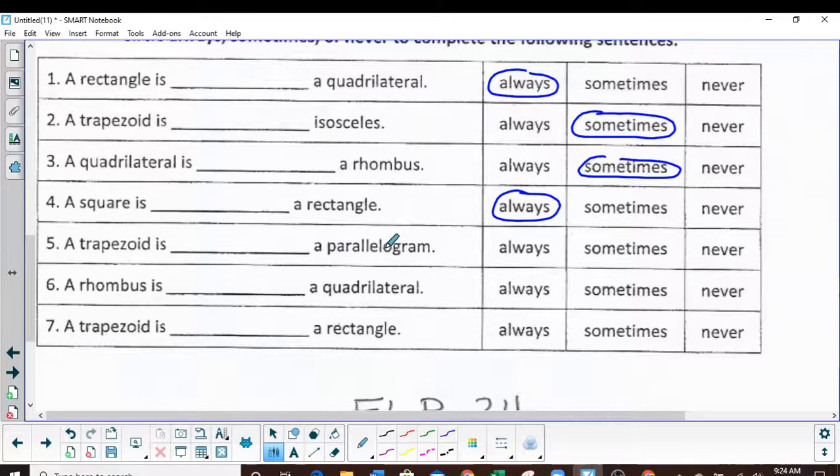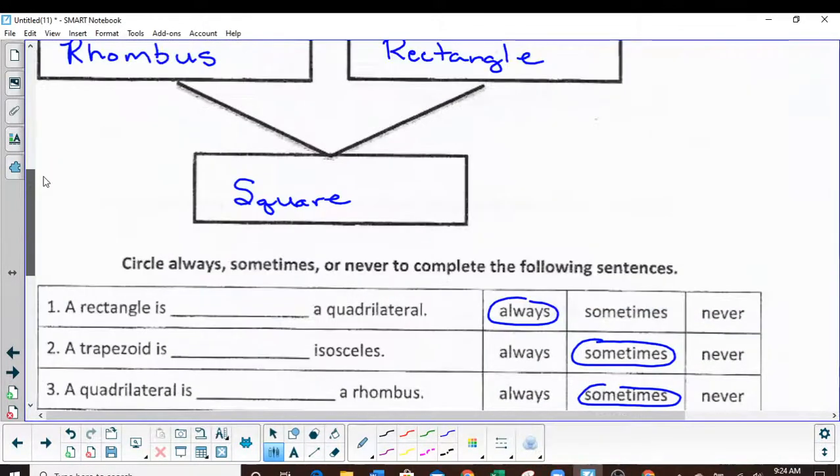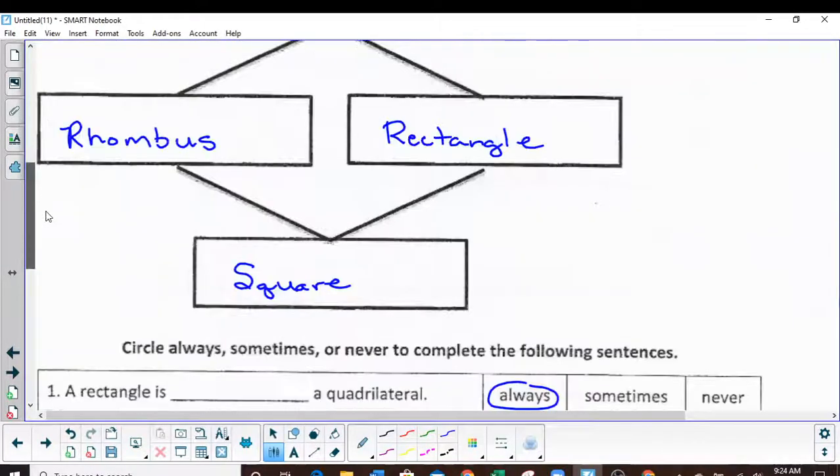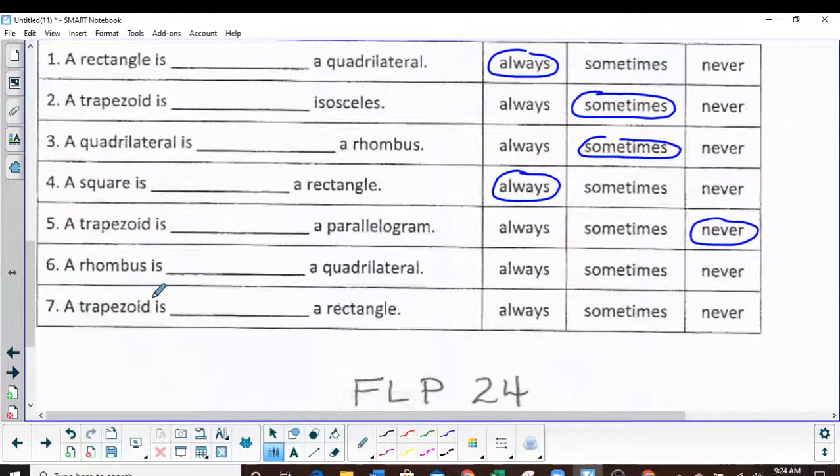A trapezoid is always, sometimes, or never a parallelogram. Okay, a parallelogram has to have two pair of parallel sides, and a trapezoid only has exactly one pair of parallel sides, so it's never a parallelogram. And if you look at the map up top, notice the trapezoid is not part of the parallelogram family. That kind of helps to understand that.